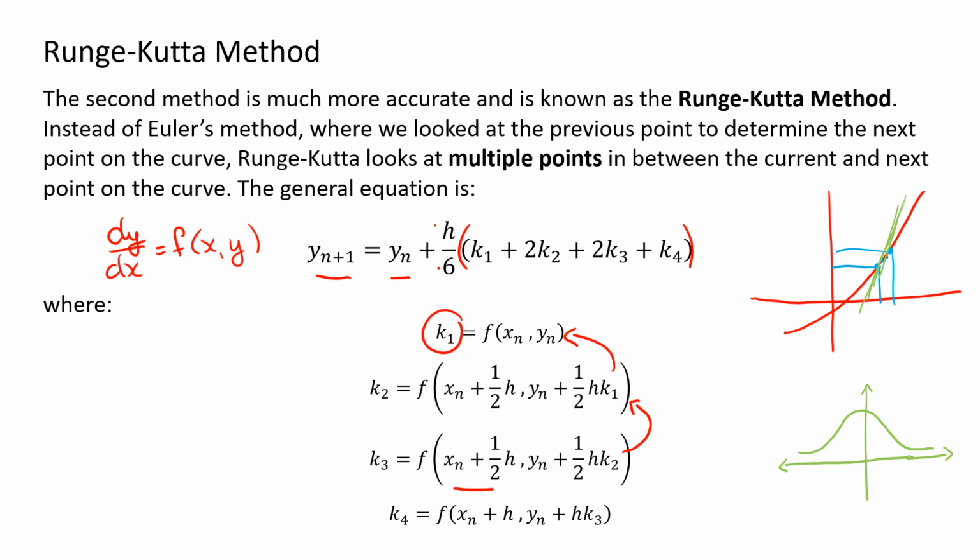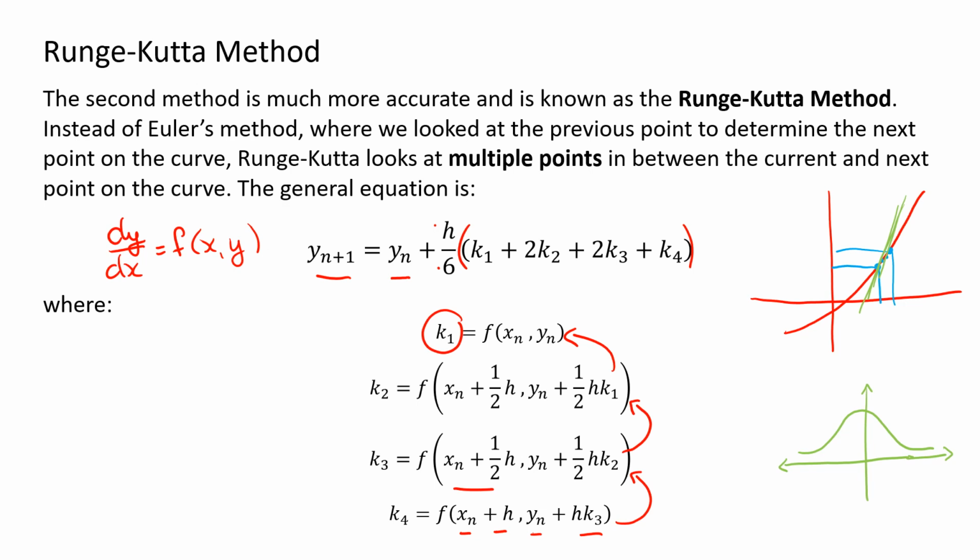So it's x, where x is the original value plus the step, and y is the original value plus the step value times your previous value for k. Okay? All of these are determined using previous values. We're trying to get inch closer and closer and closer to our next solution. Okay? Again, I will provide you these formulas.